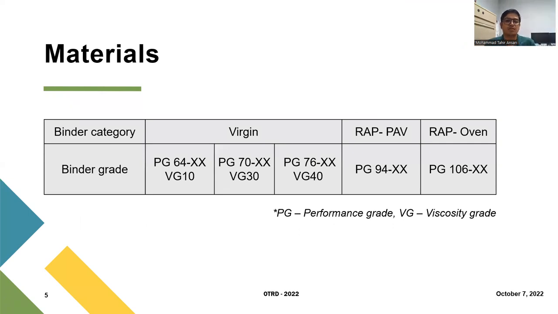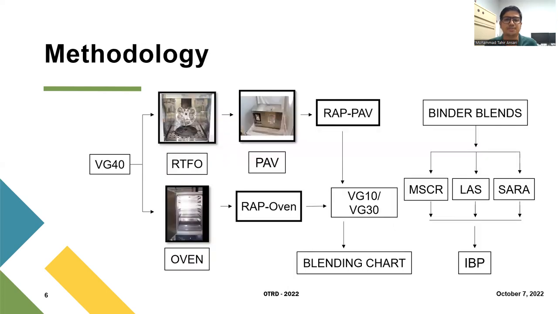For my study, I have used 3 different grades of virgin binder, PG 64, 70, and 76. PG 76 was considered as the target binder, and this binder was used for synthesizing 2 different types of RAP binders. One of the RAP binders was synthesized using PAV aging, and the other binder was synthesized using the oven aging technique.